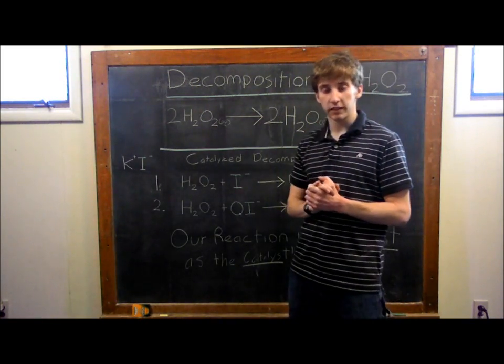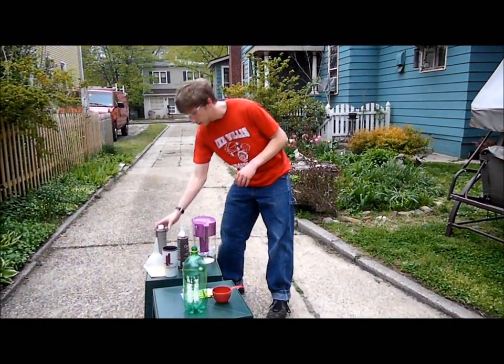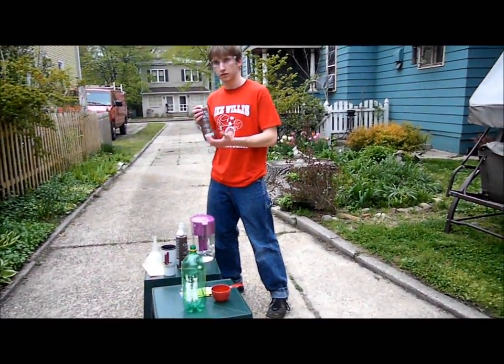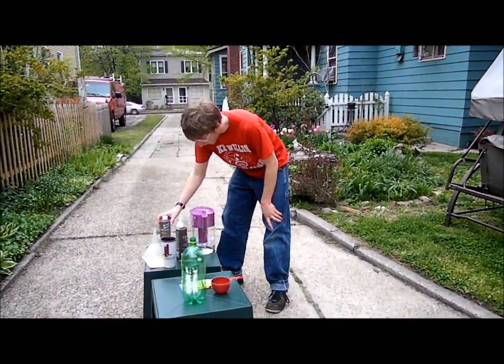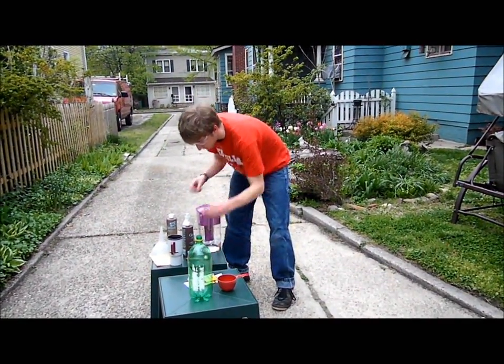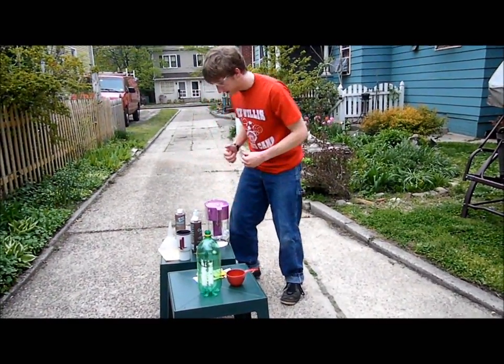So yeah, we're going to be using yeast. It'll accomplish the same thing, and let's get out there. Okay, so we're about to do our reaction. We have our hydrogen peroxide, which is actually 40% hydrogen peroxide, which is a lot stronger than your normal drugstore brand. We've got our yeast, which is our catalyst, and we've got some dye and some dish soap. Those will help make the reaction a lot more visible and easy to see.